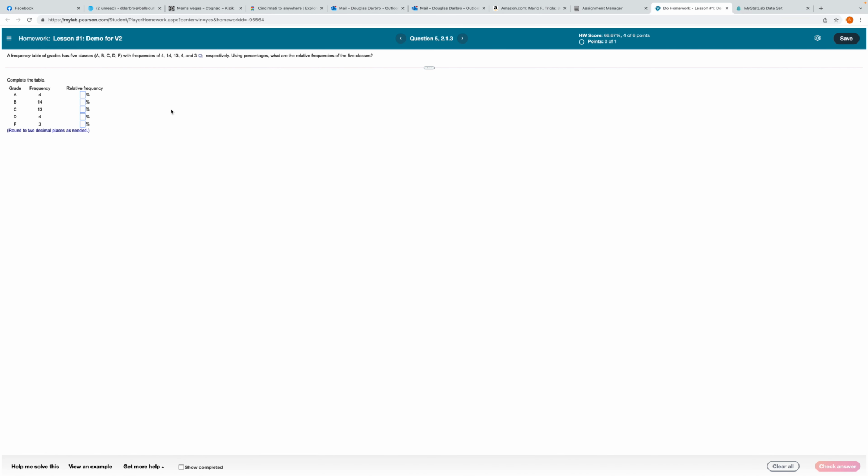All right, now we're going to look at relative frequency, which would be the percentage. So a couple of ways of approaching this. I would probably perform it the easy way. So I would find my sample size, which would be 4 plus 14 plus 13 plus 4 plus 3. So we have what, 18 plus 17, 35, 38. So I would just take 4 divided by 38.